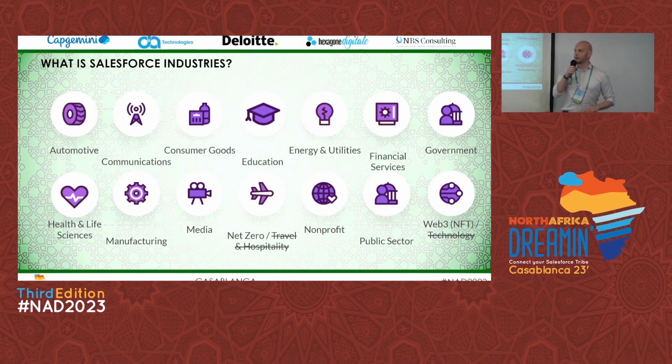So here are the different Salesforce industries. We'll go in alphabetical order here. There's automotive, communications, consumer goods, education, energy and utilities, financial services, government. Government is kind of a special one. We'll talk about that later. Health and life science, manufacturing, media, net zero. There's also kind of an industry called travel and hospitality, but it's special. We'll talk about that. Nonprofit, public sector, and Web3 or NFT.